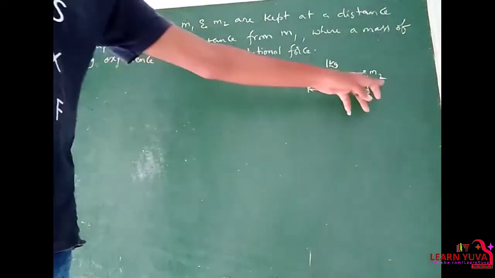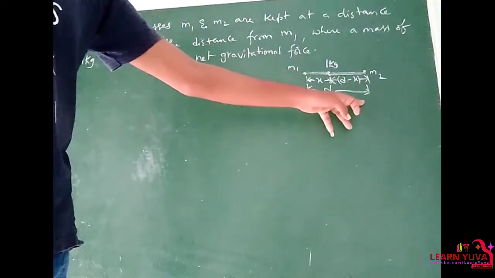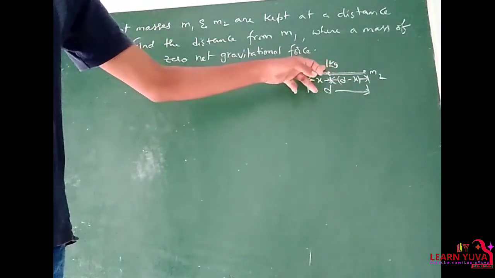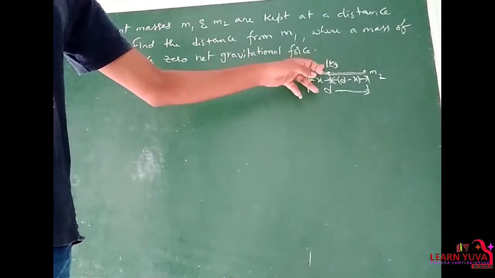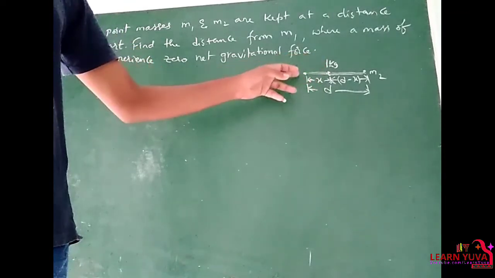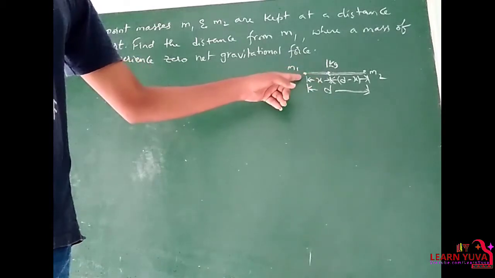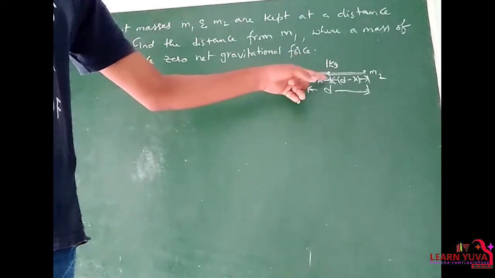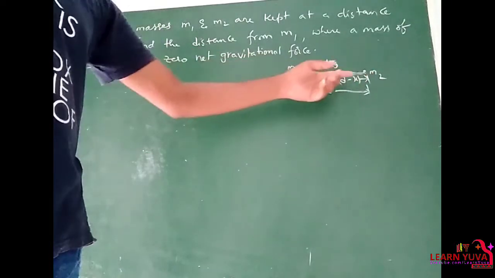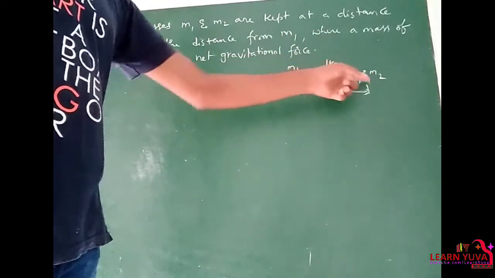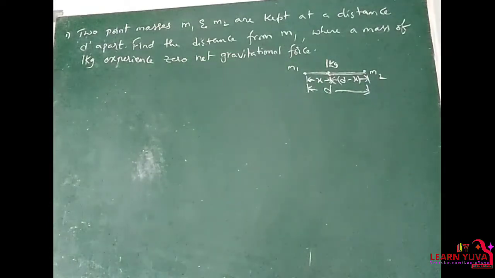From M1 to M2 the distance is d, but the 1 kg mass experiences zero net gravitational force. This 1 kg mass is situated x units from M1. So M1 to 1 kg is x, and from 1 kg to M2 is d minus x. Clear?